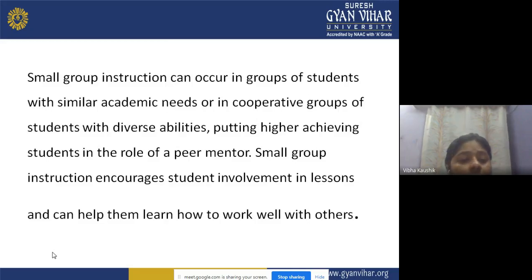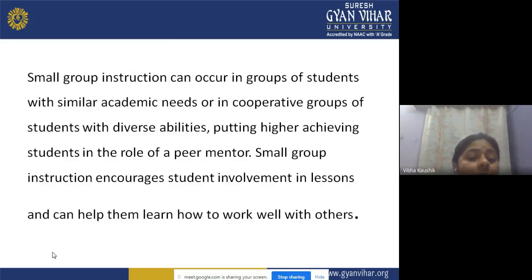or in cooperative groups of students with diverse abilities, where you will cooperate with each other to learn a concept. Diverse abilities means we cannot form a group in which all the students who are getting A grades are together. No, diverse abilities means on the basis of your learning style, your different interests and your needs. When I am forming a group, I have to keep in mind that the students with diverse abilities will cooperate with each other.